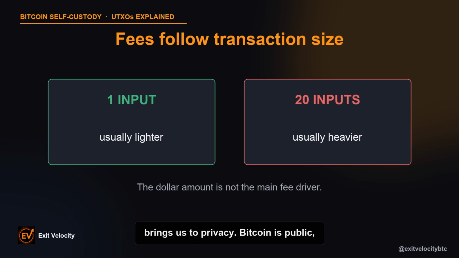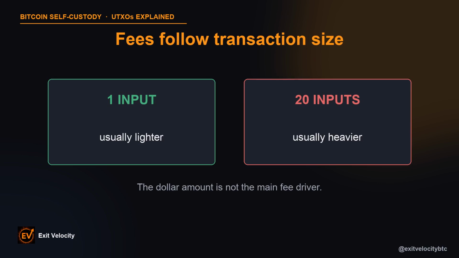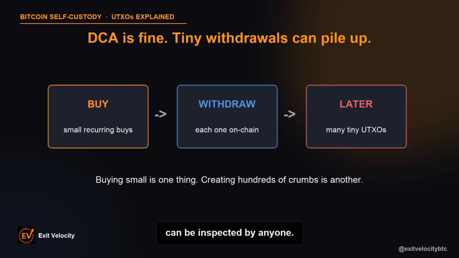That brings us to privacy. Bitcoin is public. Not public in the sense that your name is stamped on every transaction, but public in the sense that the chain can be inspected by anyone. If you have 10 separate UTXOs and later spend them together in one transaction, you may be linking their histories. A chain analyst may not know your name, but they can see that those pieces were likely controlled by the same wallet at the moment they were spent together.